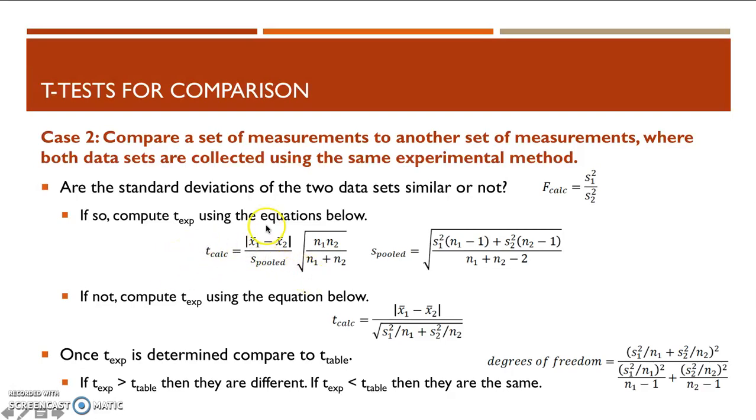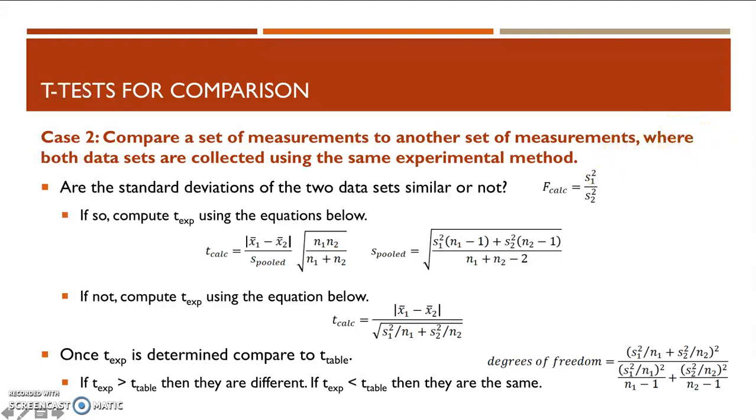The first thing you need to do is determine if the standard deviations or the variance of the 2 data sets are similar or not. So we do an F-test. This is another statistical test for comparison, and this is the larger standard deviation, and this is the standard deviation of the smaller one. So you've got 2 standard deviations, and they're squared. The standard deviation squared is equal to the variance, so sometimes you'll see this referred to as the variance.